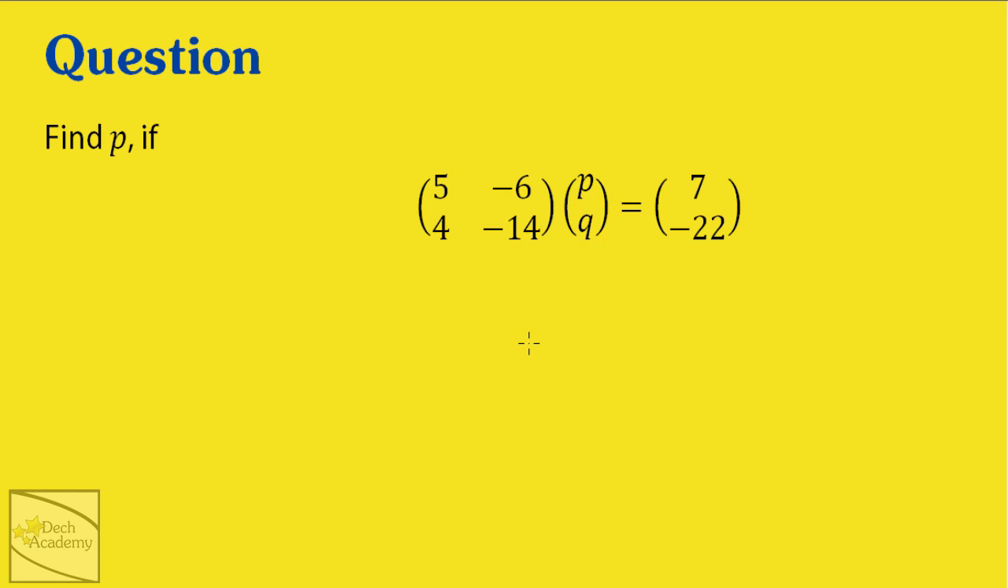So this question involves matrix multiplication. We are asked to find the value of P, which is a variable. So we have a 2 by 2 matrix. I'm multiplying it by a 2 by 1 matrix.